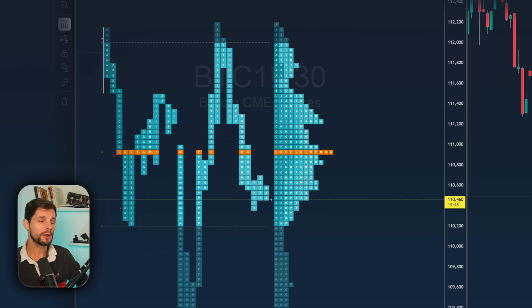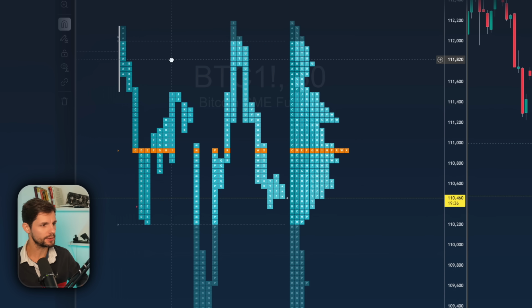So, what is a single print? In the market profile, each 30-minute time frame is a letter. So let me just show you here how it works. This is the full composite of the market profile, representing a full trading session, and we're looking at BTC on the CME. The A session will be the open of the market profile.